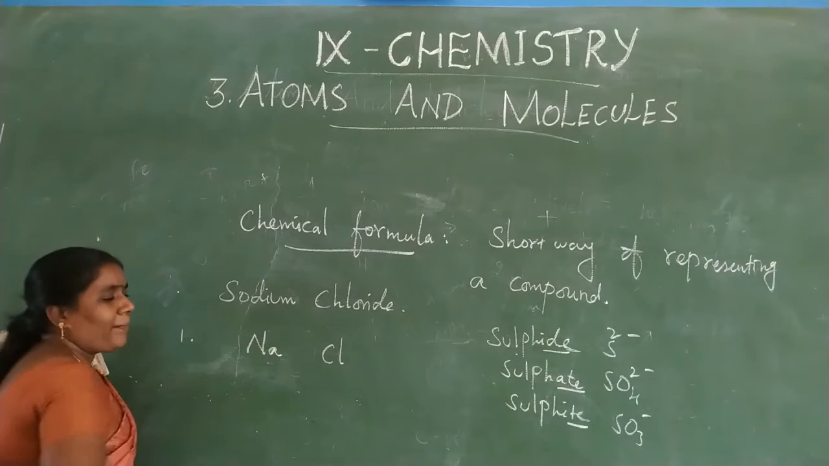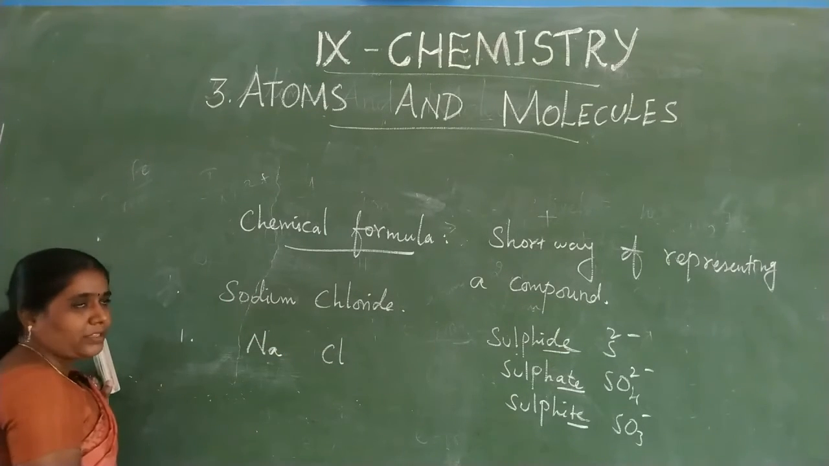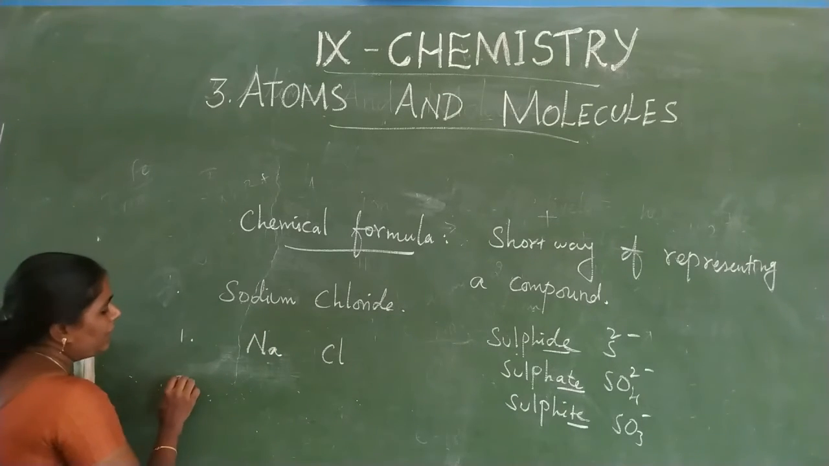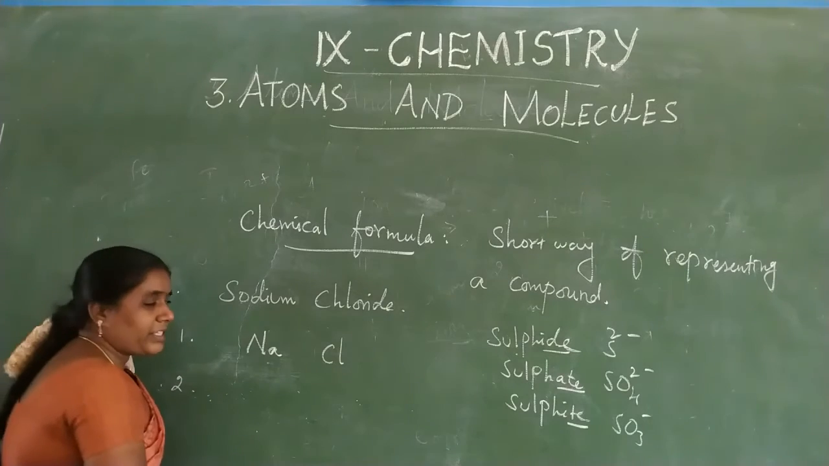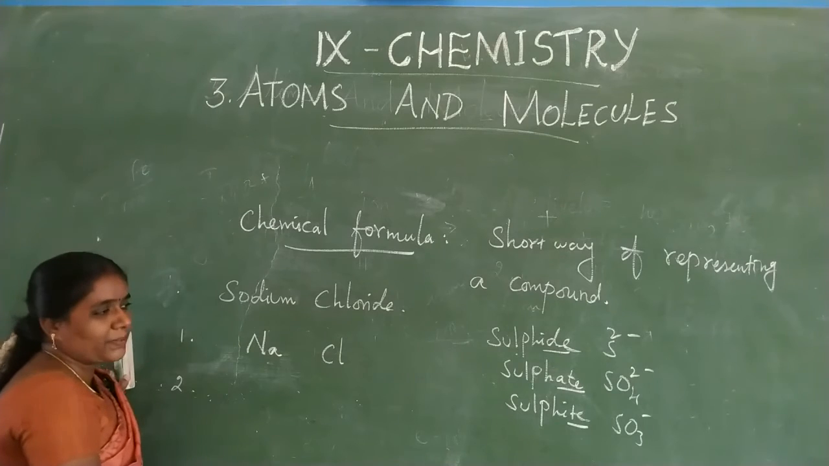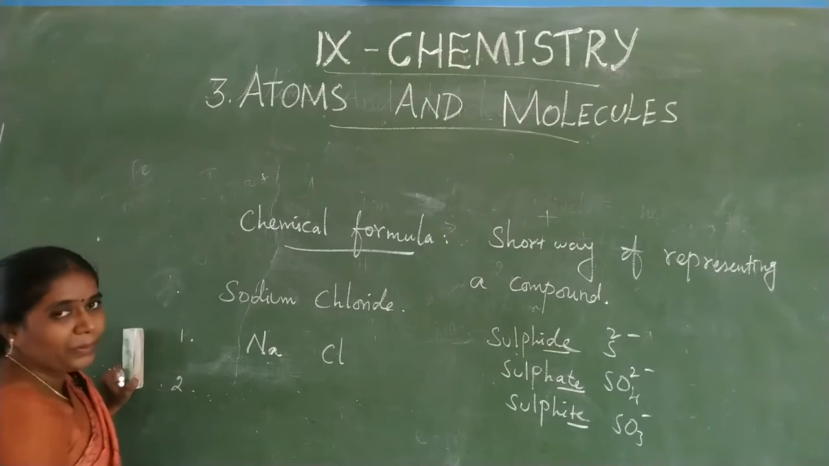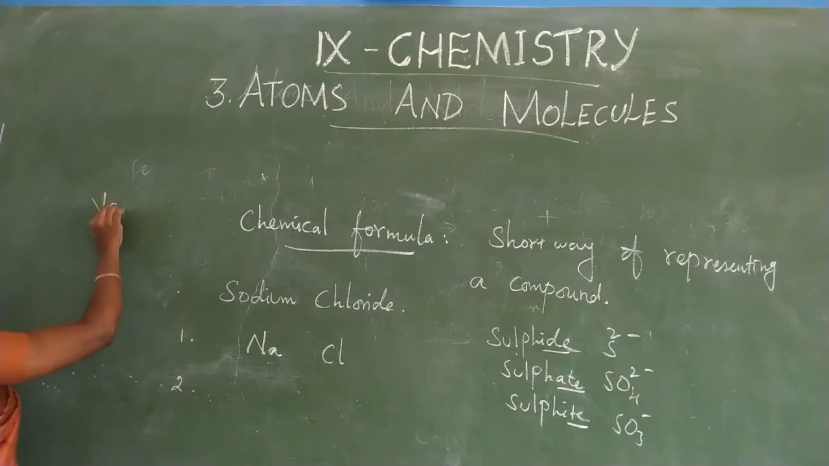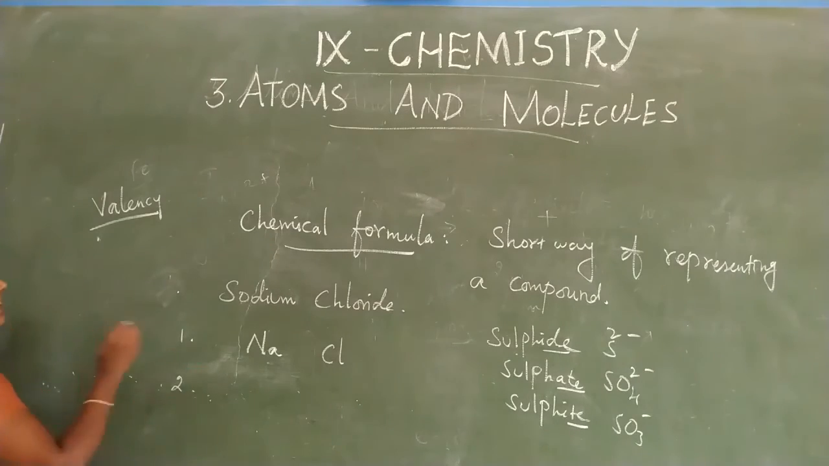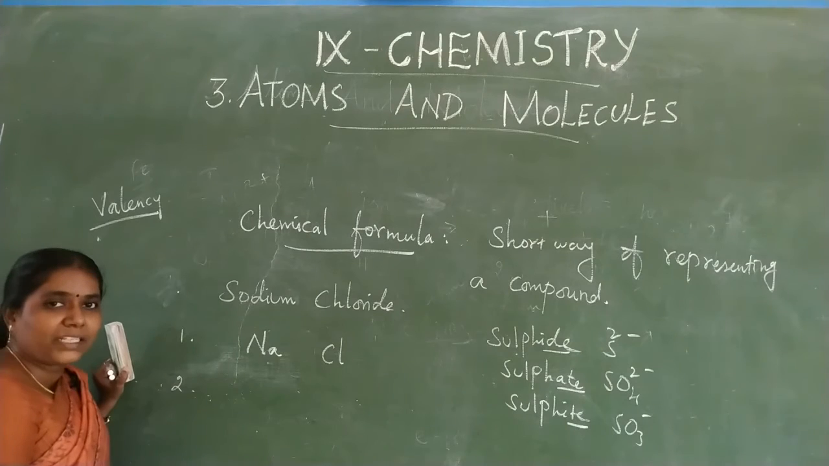See, this is sodium Na, and chloride, that is the chlorine ion, Cl. Isn't it? So first you write the symbols side by side. Then the second step, listen, you have to write the valencies of these elements. For that you have to know what is meant by valency. We will discuss valency in your next chapter, but I will explain it now. Valency is the combining capacity of an element.